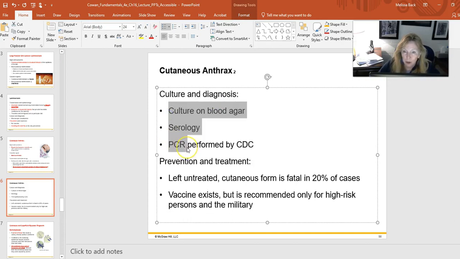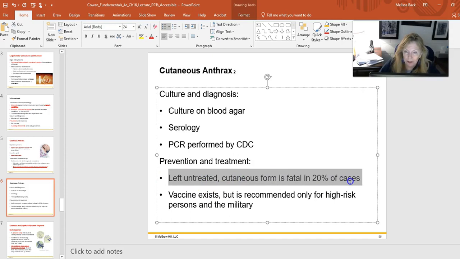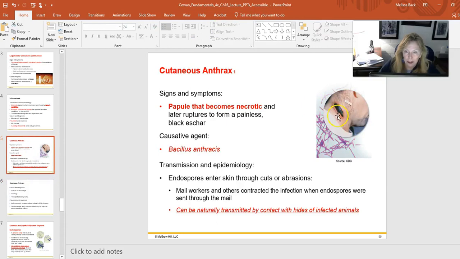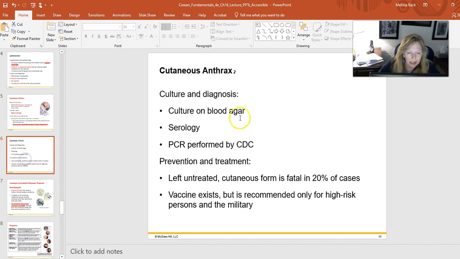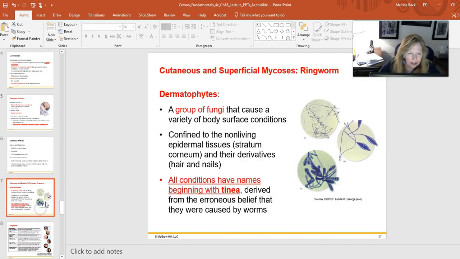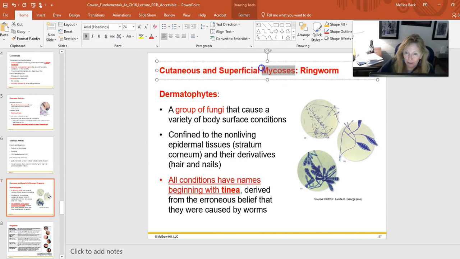You can use PCR techniques, which is going to end up getting you the answer fairly quickly. If left untreated, it can be fatal in as many as 20% of the cases. Again, most people who have this kind of necrotic lesion are going to seek treatment, but if left untreated, it has a significant mortality rate. There is a vaccine that is recommended for people who are in high-risk groups, but again, if this becomes systemic, then the mortality rate goes up tremendously. So that's anthrax.